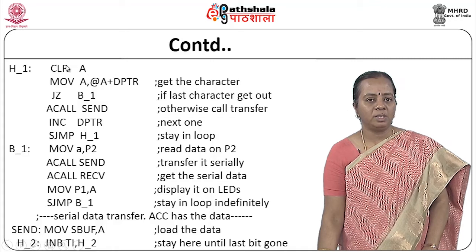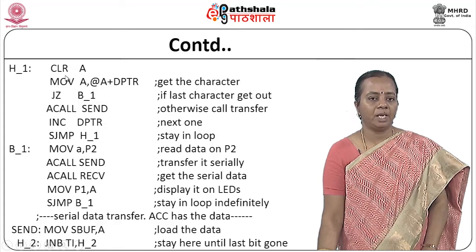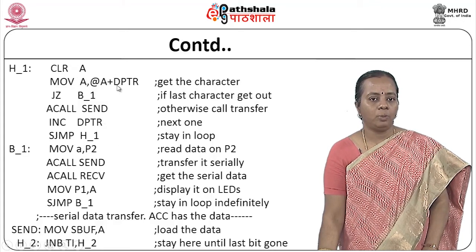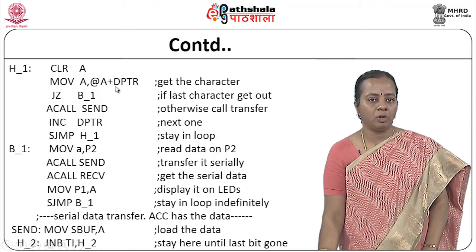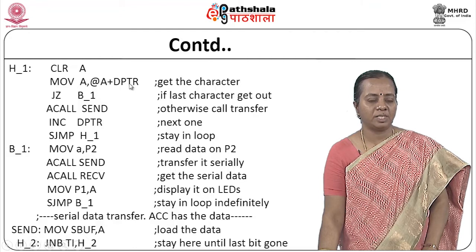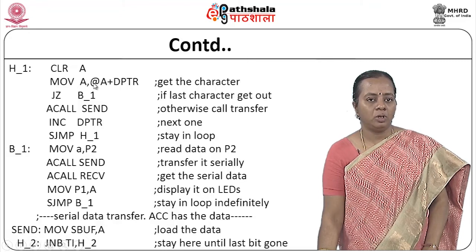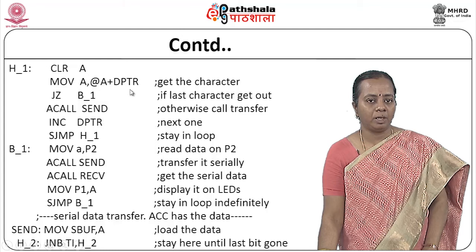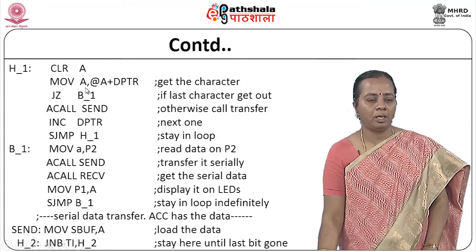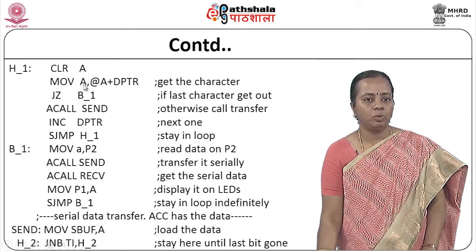Now this is a program segment where first I clear my accumulator. After that, it is 0 plus the content of DPTR, that is, the external memory address. Now I will be reading the data from that particular position and moving it to A. The first letter is read from there and moved to A.